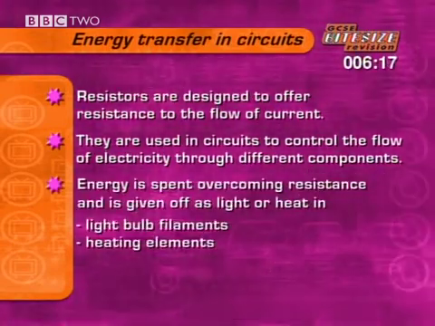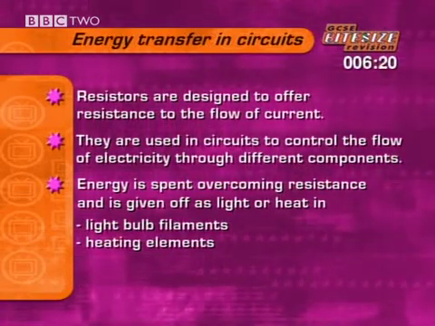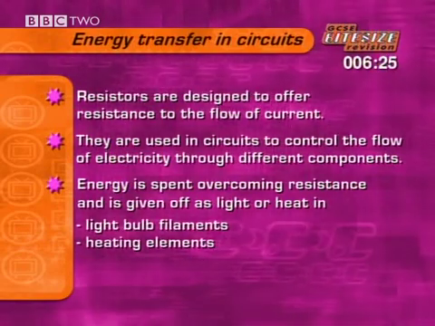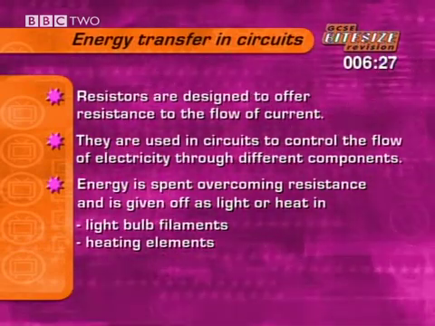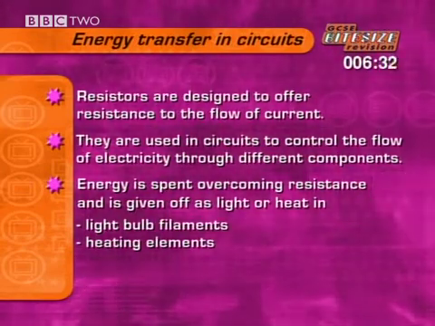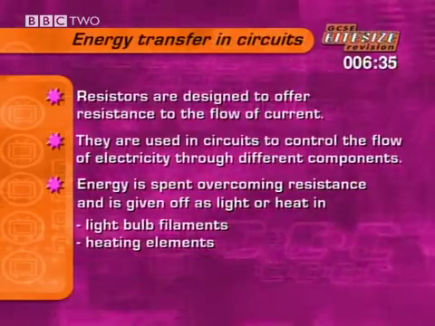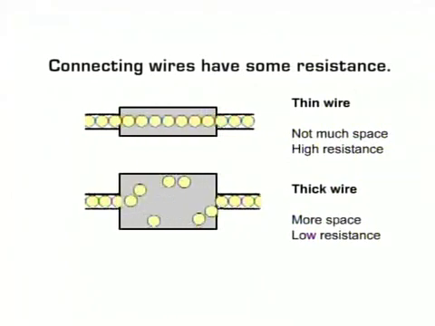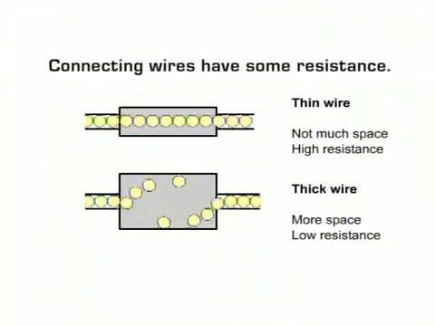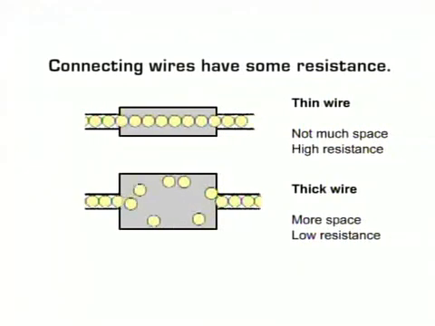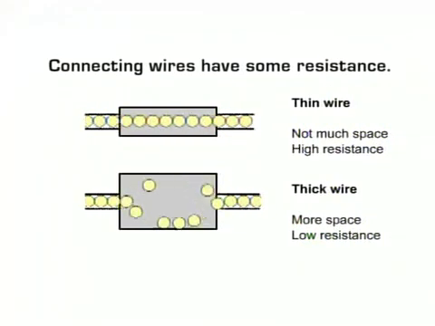In a circuit, energy is spent overcoming resistance. This energy is given off as light or heat, which is made use of in light bulb filaments and in the heating elements of kettles, hairdryers and other heaters. As well as the components, like bulbs and resistors, the connecting wires themselves have some resistance. Thin wires offer more resistance to current than thick wires because they have less space for the current to flow. Long wires have more resistance than short wires, the same thickness.